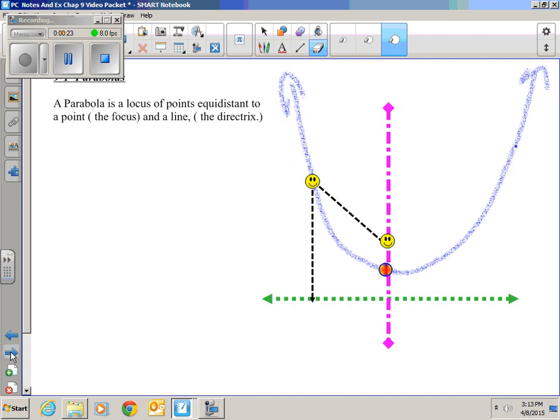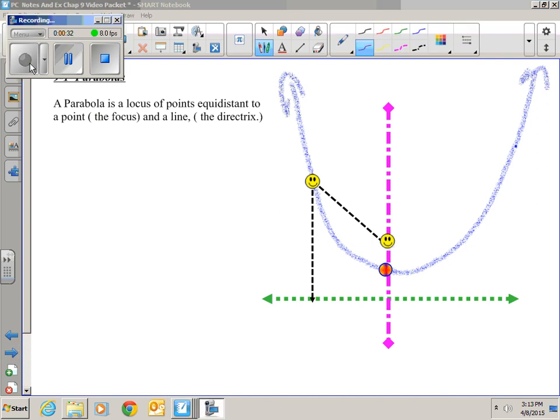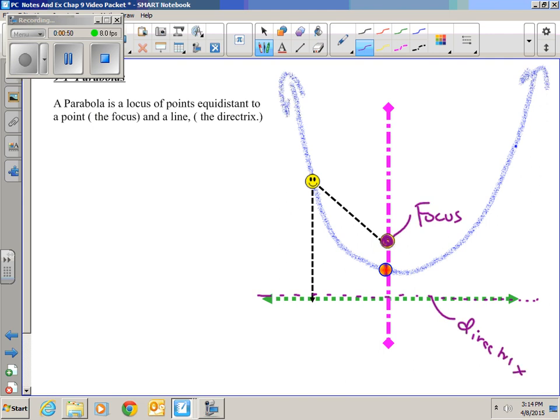A parabola is a set of all points that's equidistant from a point. This point we call the focus. It's right here, and it's equidistant also to a line. This is the vertical line. We call this the directrix, which now means that every point on my parabola is the same distance from both the line and the point. It's equidistant from the focus and the directrix.